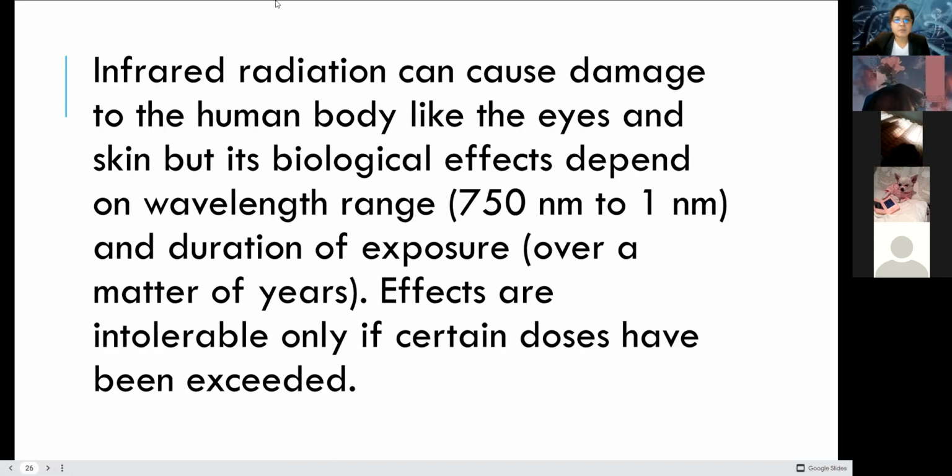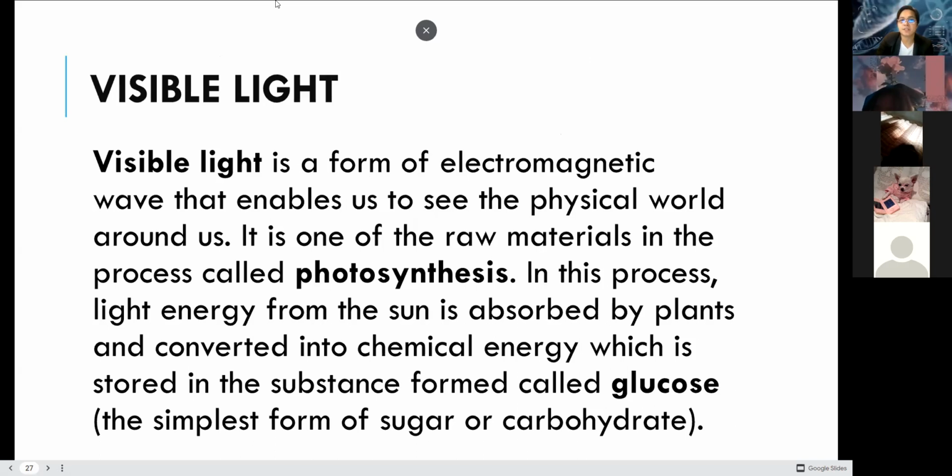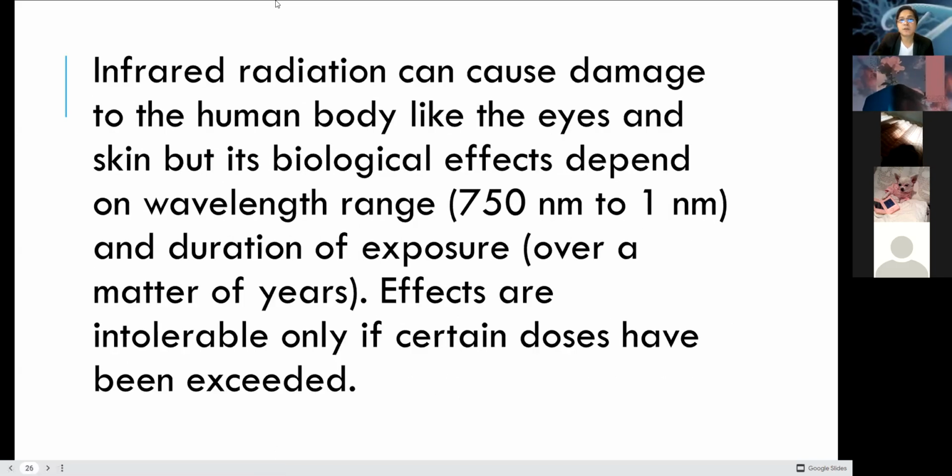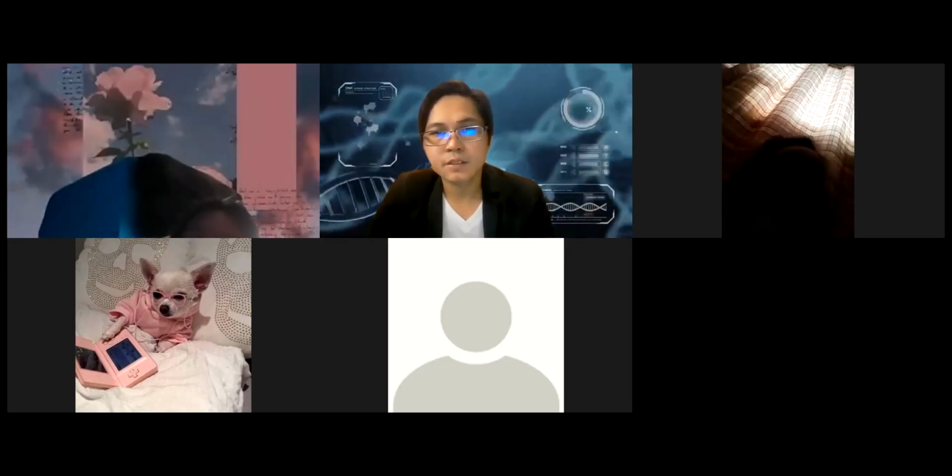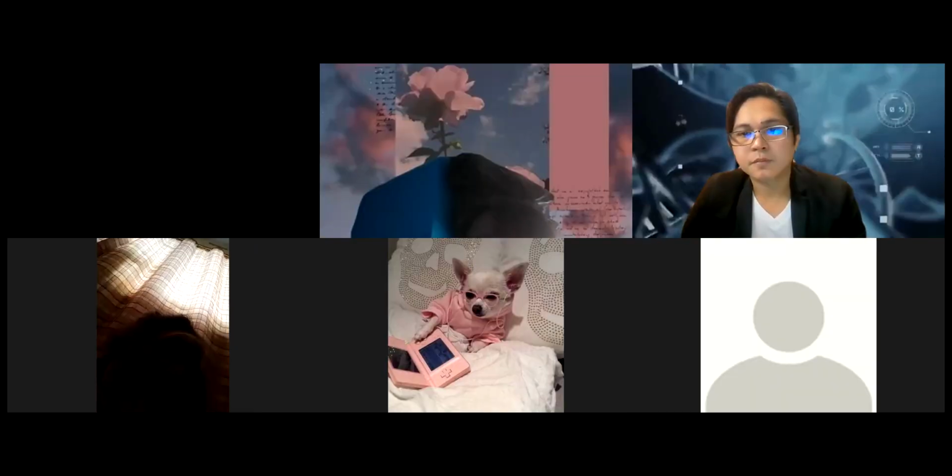I think we have discussed a lot. Let's continue with visible light by next meeting because this is quite long and this is one part of photosynthesis, because visible light is being used in the process of photosynthesis. Let's continue by next meeting. Hopefully you learned something out of our simple discussion. Do you have any questions so far?